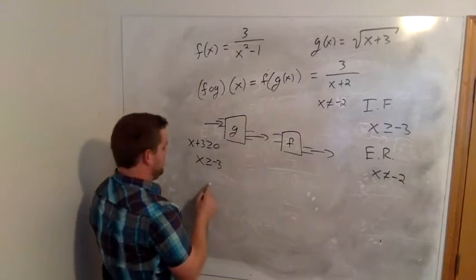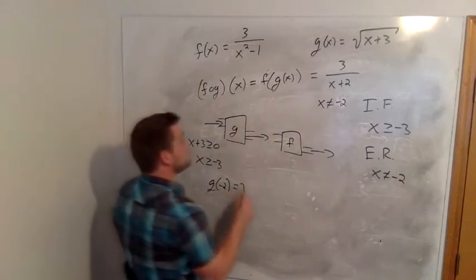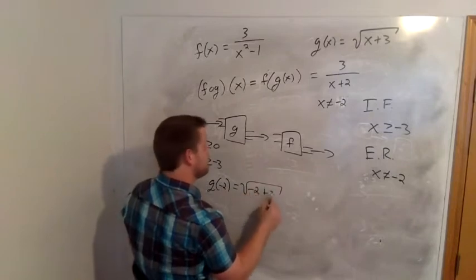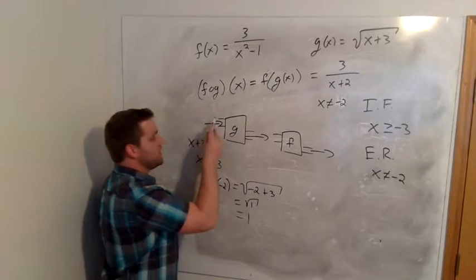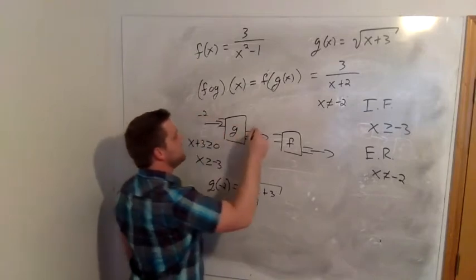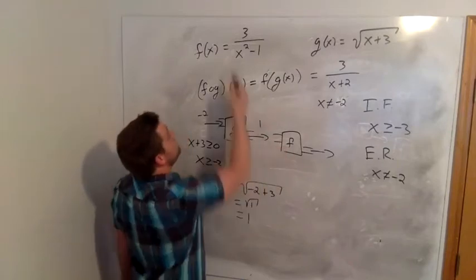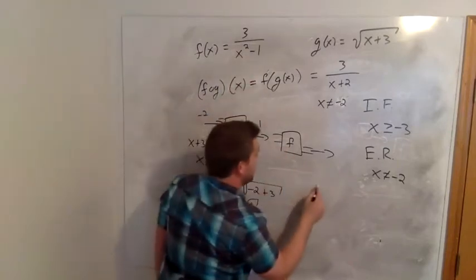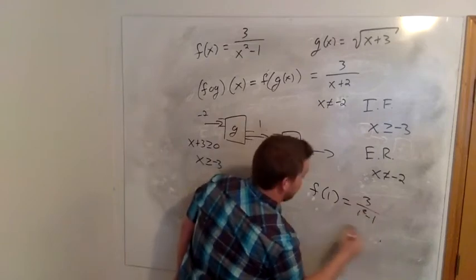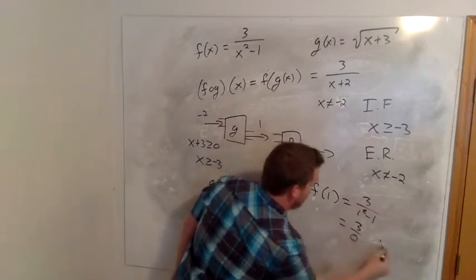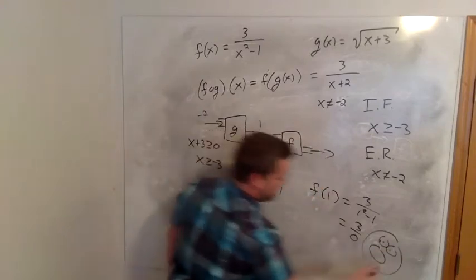So we're going to get what? g of negative 2. Well, that's going to give us negative 2 plus 3, so we're going to get the square root of 1, which is 1. So when you plug in negative 2, it's going to spit out 1. But if I try to feed 1 into f, f of 1, that's 3 over 1 squared minus 1. That's 3 over 0. We can't divide by 0.